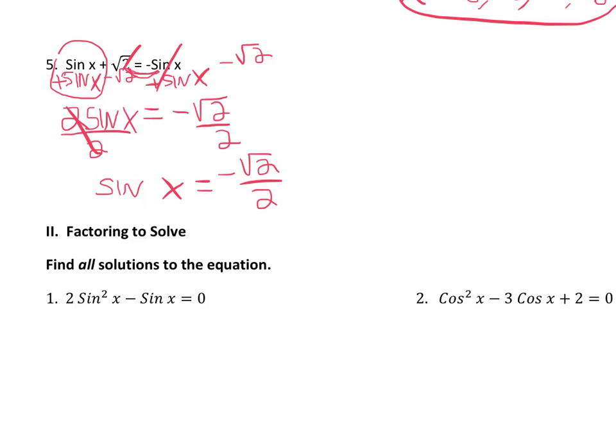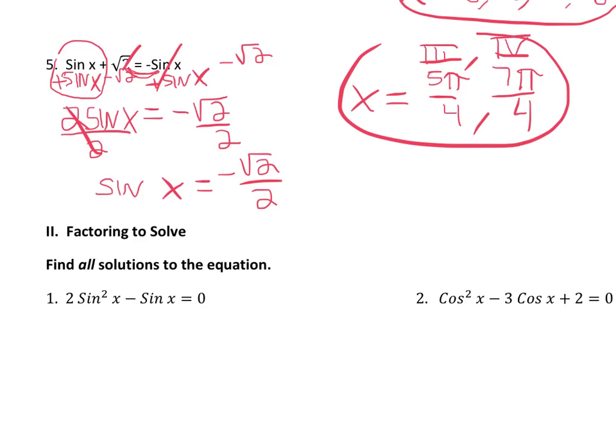Root 2 over 2, those are the easy ones. I know the reference angle is pi over 4. But sine is the y value in the unit circle, and that is negative in the bottom 2 quadrants, 3 and 4. So I know these are going to be over 4. In the third quadrant, it's 5 pi over 4, and in the fourth quadrant, it is 7 pi over 4. So the main thing with these three problems: get the trig function by itself, then use your definitions for each trig function and go back to the unit circle.